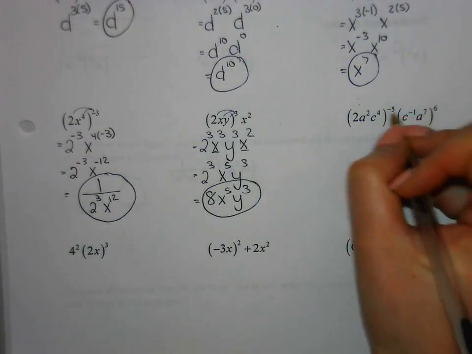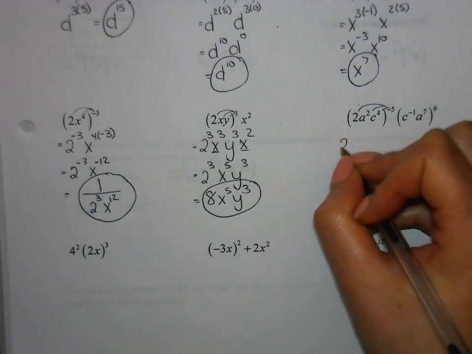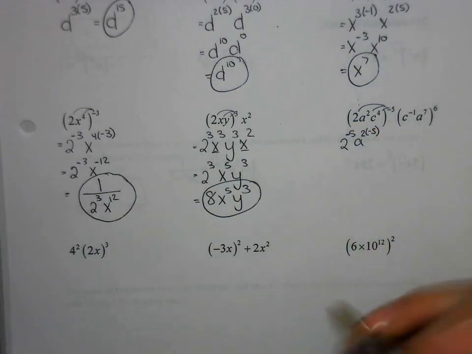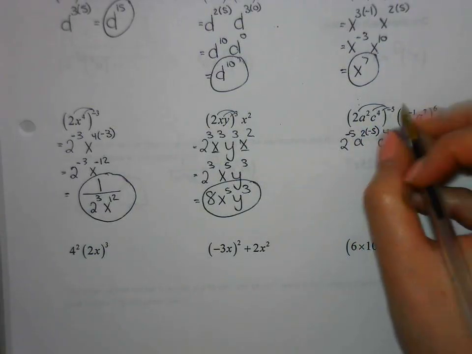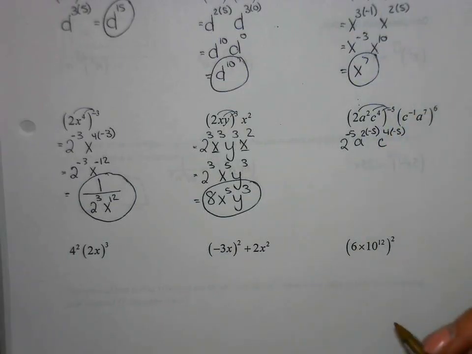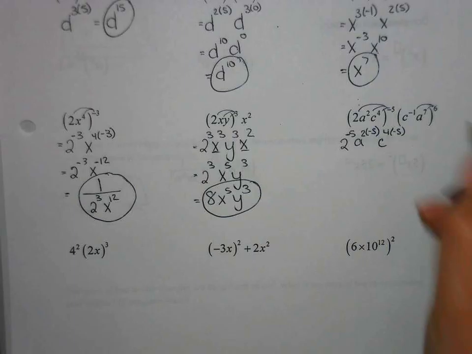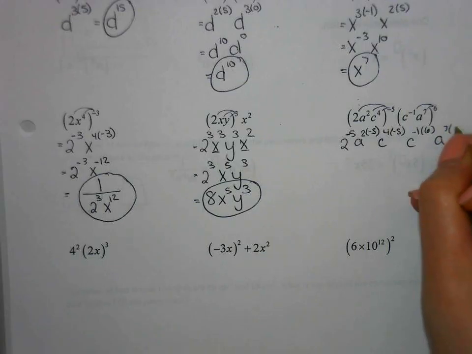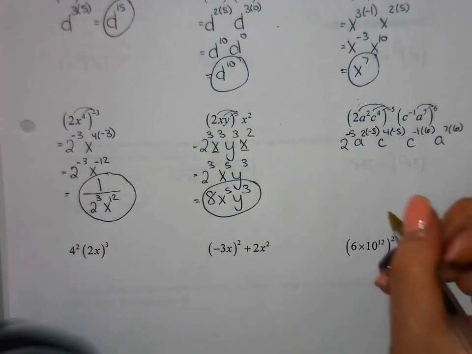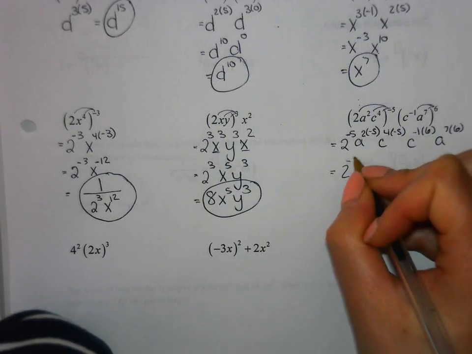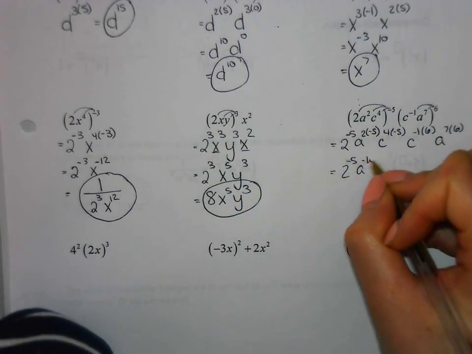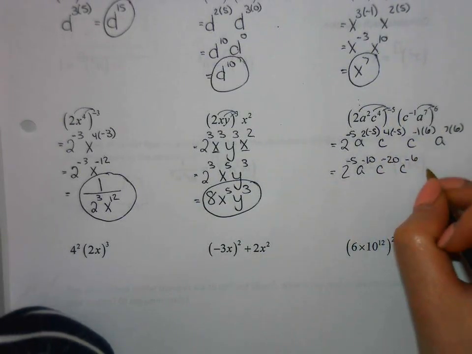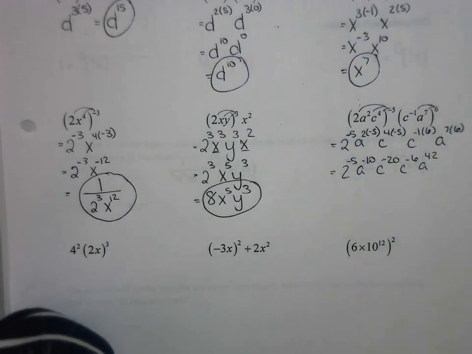Here we have an exponent of negative 5 on this product, so it's 2 to the negative fifth power times a to the second power raised to the fifth, which means we're multiplying by negative 5. C to the fourth raised to a negative fifth means we're multiplying by that negative 5. Here we have 6 raised to this product, so c to the negative first times 6, and a to the 7th times 6. So if we simplify, we still have 2 to the negative 5th. This turns into a to the negative 10th power, c to the negative 20th power, c to the negative 6th, and a to the 42nd power.